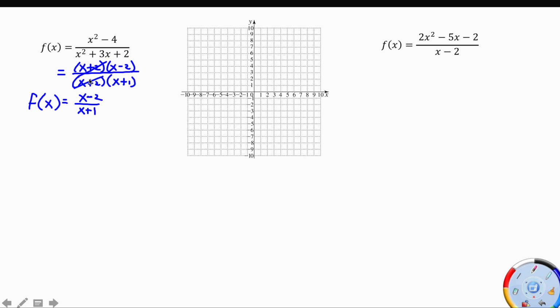So I got to remember that there's going to be a hole at x equals negative 2. Okay, so now on to find my asymptotes. My vertical asymptotes are what makes the denominator 0. So I have a vertical asymptote at x equals negative 1.